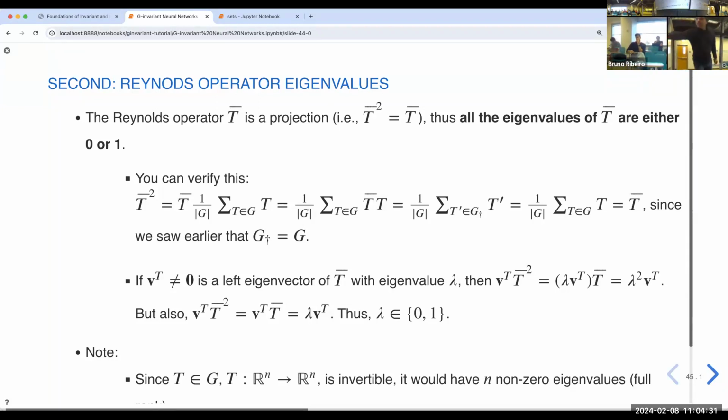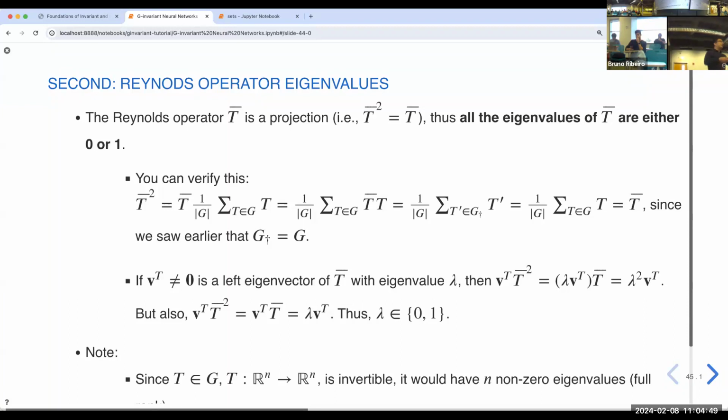Okay, so you see, V T bar squared is the same as V T bar, which is lambda V. Therefore, this would be lambda squared equals lambda. If lambda squared equals lambda, then it has to be either 0 or 1 to be true.